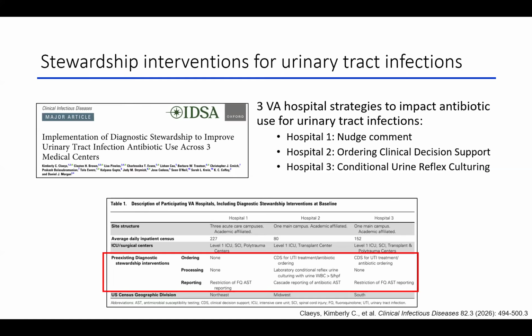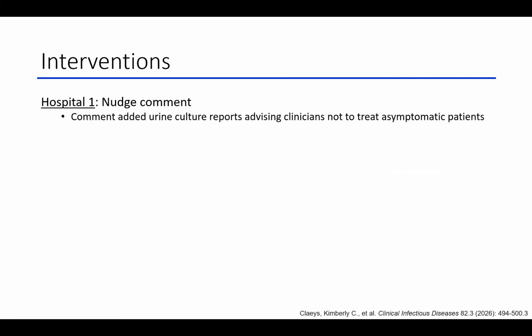You can see Hospital 1 didn't really have a lot except for restricted reporting of some antimicrobials. Hospital 2 had some computer decision support and a laboratory conditional reflex urine culture set at 5 white blood cells per high power field, some cascade reporting. And Hospital 3 already has some computer decision support and some restricted antimicrobial. So they had a little bit there, but they're going to implement some new strategies.